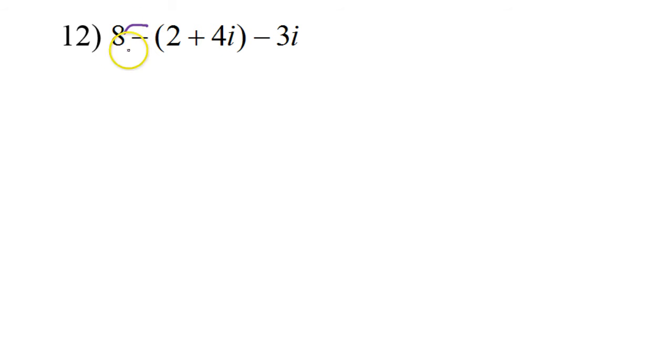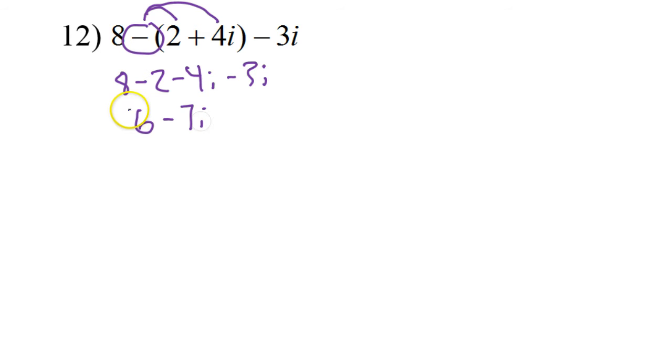Alright, this one could be considered difficult. So we've got this negative sign here, so we're going to distribute that to the 2 and the 4i. So we have 8 minus 2 minus 4i minus 3i. 8 minus 2 is 6, minus 4i minus 3i is negative 7i, so you have 6 minus 7i.